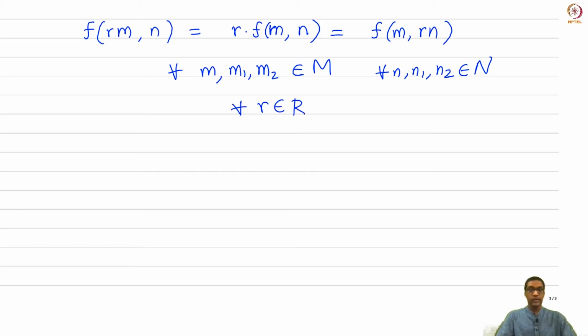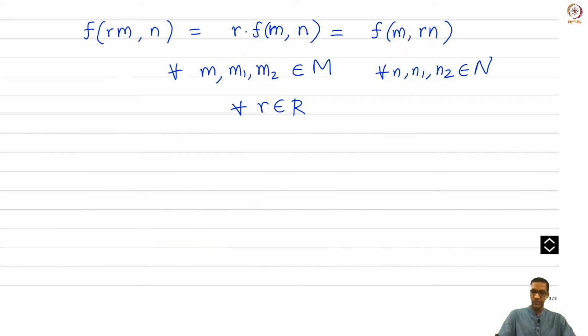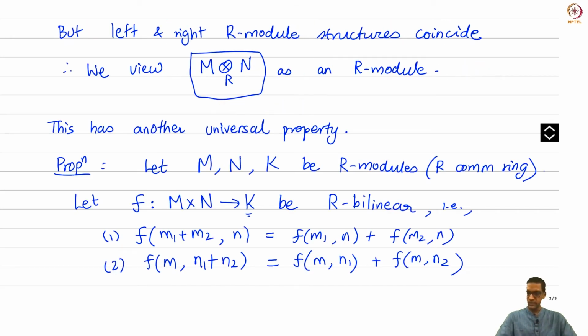Any map which satisfies these three properties, 1, 2 and 3, is said to be R bilinear. And observe, this is the usual notion if you have looked at things like vector spaces and so on, which corresponds to the case when R is a field, then this is exactly what we call bilinear maps between vector spaces. So given such an f, let f be R bilinear.